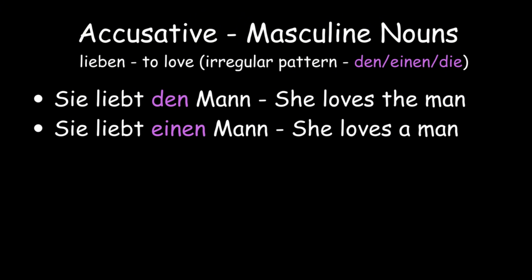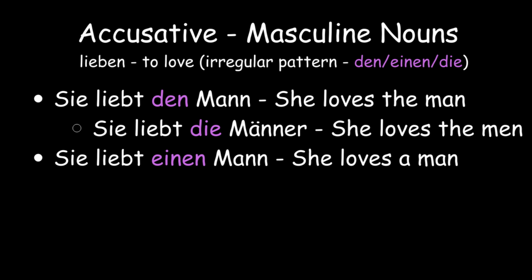Here we have the verb lieben. Sie liebt den Mann. Sie liebt einen Mann. To pluralize it, change the article and noun. Sie liebt die Männer. It's accusative because of the articles and direct object.